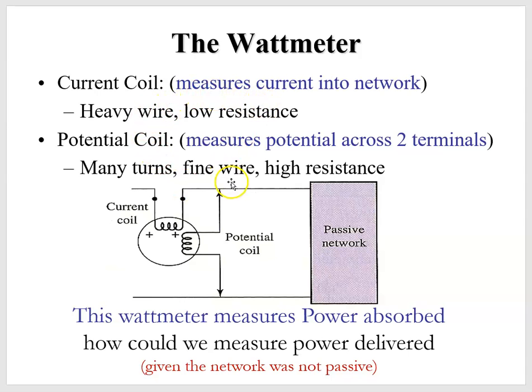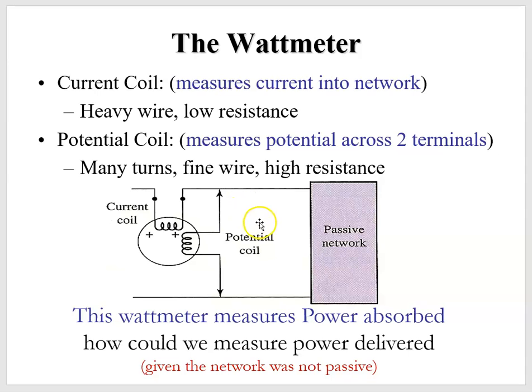So again, if we go back and look at the old wattmeter made with these coils, the current coil is going to be a heavy wire, low resistance, and it's going to measure the current into the network. The potential coil is going to be made of many turns, so it will be long, but it'll be a very fine wire so that it has high resistance and reduces the actual flow of current through there. And that wattmeter is designed to measure power.